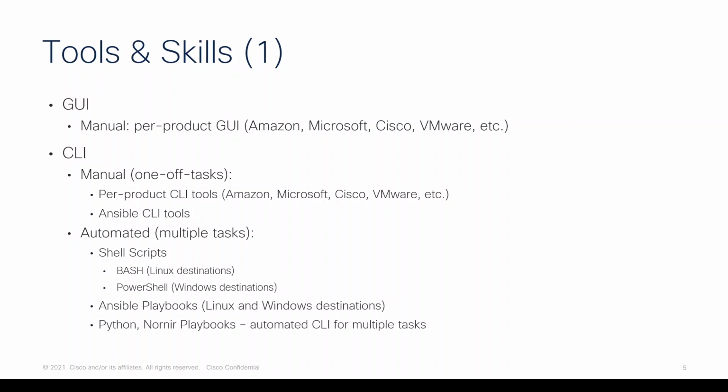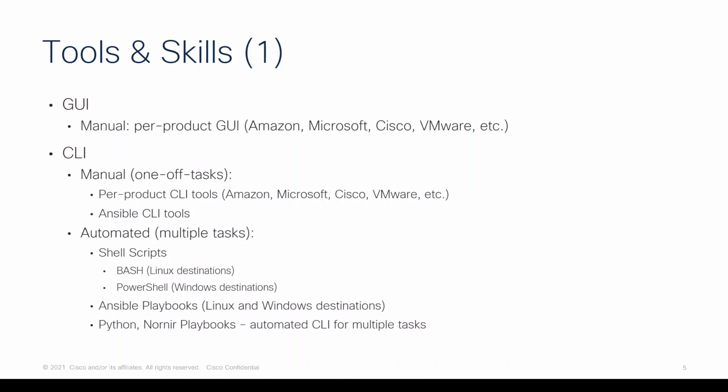All right, so moving on to the CLI. When we consider CLI tools, these can be broken down into CLI tools that are used for manual one-off tasks or CLI tools that are used to automate multiple tasks. So for the manual one-off tasks, again, similar to the GUI, each product has a CLI.